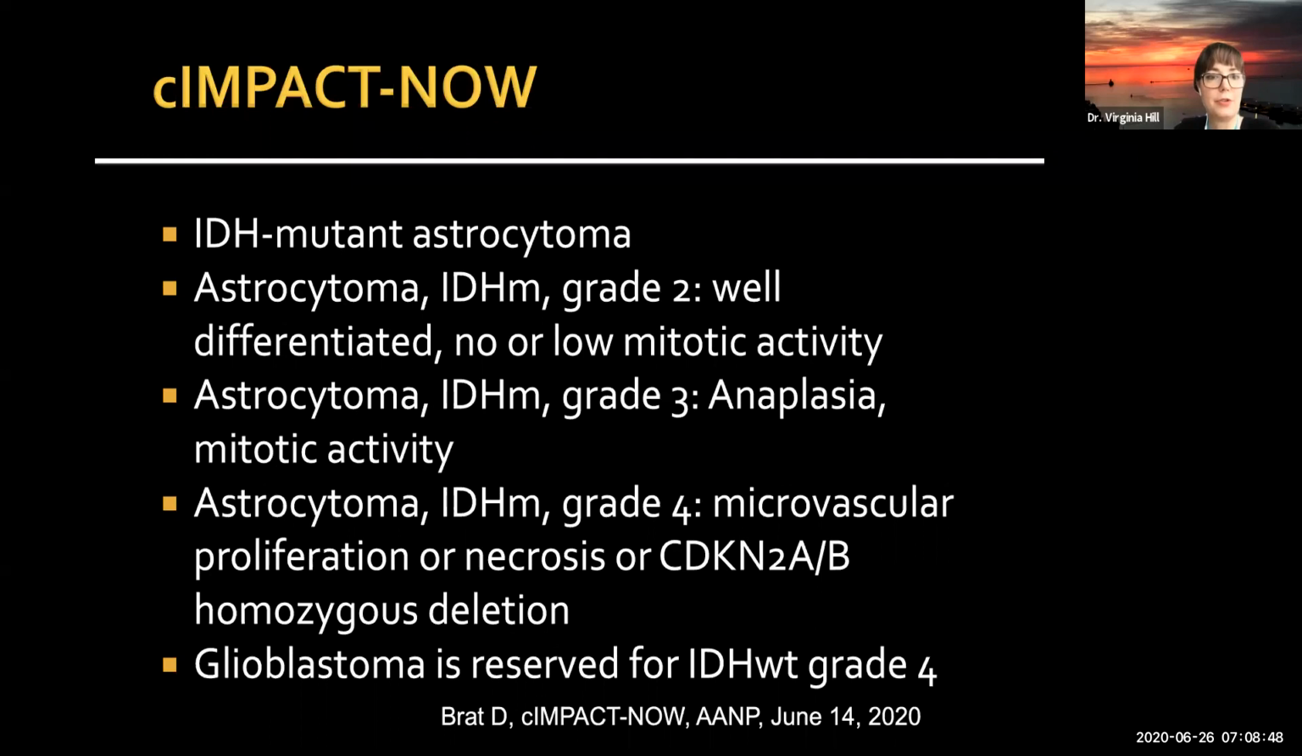So IDH mutant astrocytomas are now classified in 3 ways. IDH mutant astrocytomas that are grade 2 are well differentiated with no or low mitotic activity. IDH mutant astrocytomas that are grade 3 have anaplasia and mitotic activity. Astrocytomas, IDH mutated, that are grade 4 have microvascular proliferation or necrosis or CDKN2A and B homozygous deletion. And the CDKN2A and B also affects the cell cycle. So glioblastoma, that term is reserved for IDH wild-type grade 4 tumors.